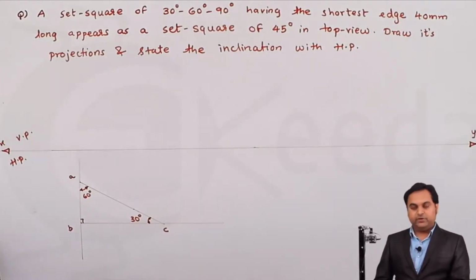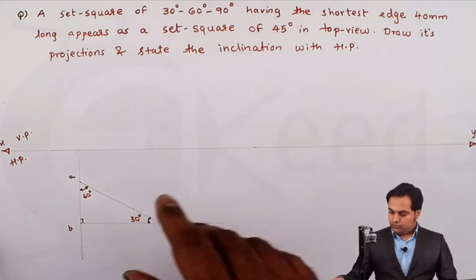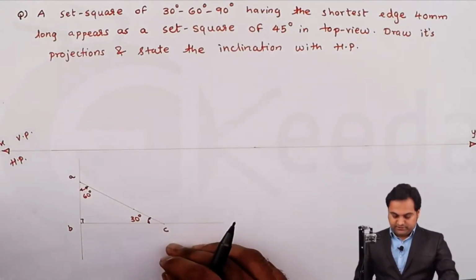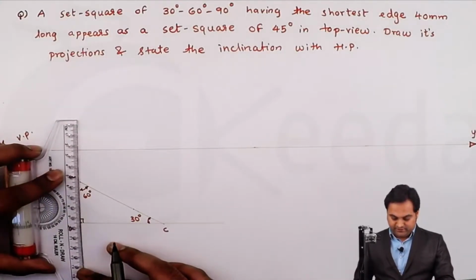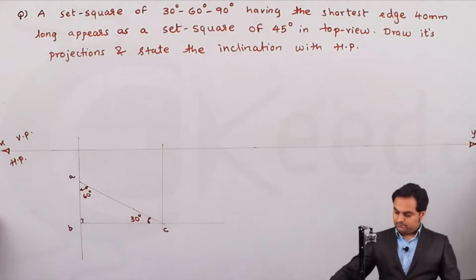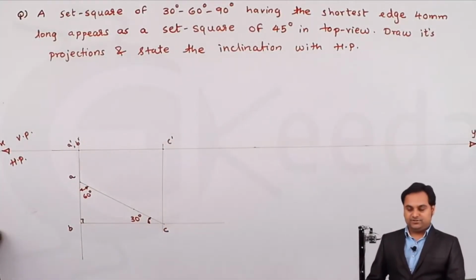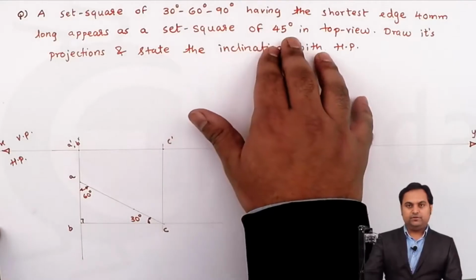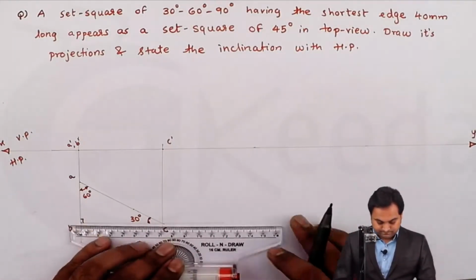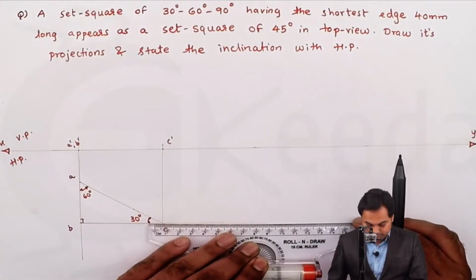Now this set square we are looking at from the top. So when we are looking from front, it will appear as a line because since the set square is a plane, it doesn't have any thickness. The next condition is it appears as a set square of 45 degree in the top view. So for that, projecting a light horizontal line.